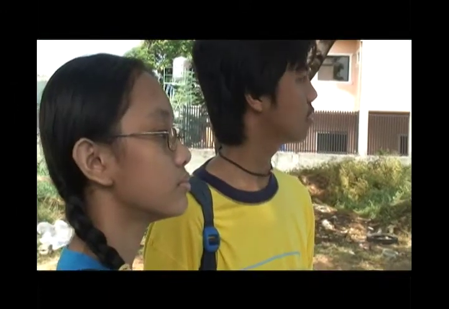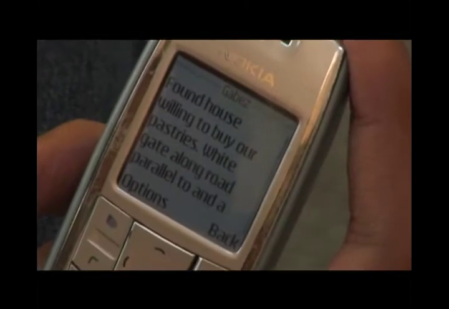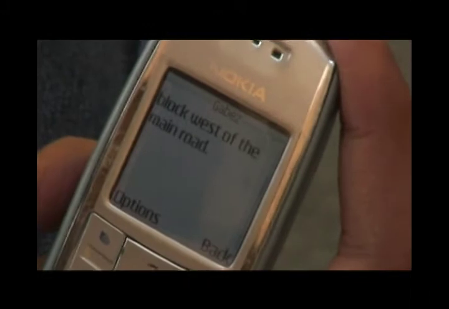Where is Gabes? He said he'd meet us here. Is that your phone? Hey, it's Gabes! That was nice of him. But how do we find the street he's talking about?